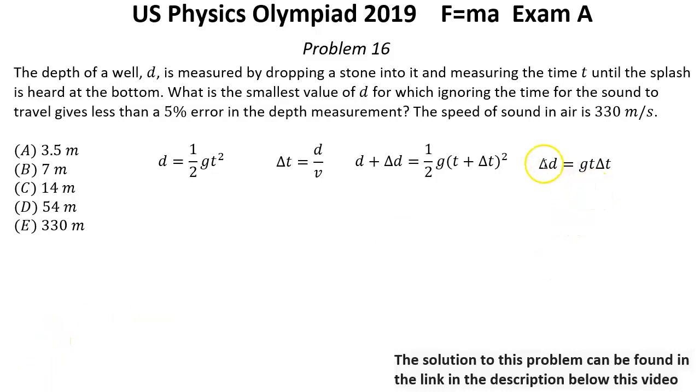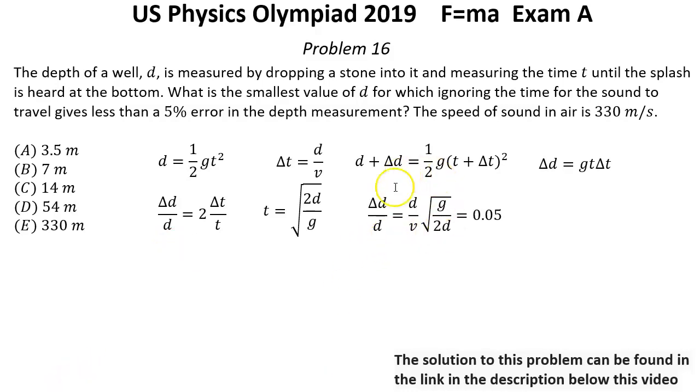So when we divide this equation by the first equation, we can find the relative error for the d measurement. That will be delta d over d equals 2 times delta t over t. And now we can express time t from the first equation and delta t from the second equation. So we have t equals the square root of 2d over g, and finally we get delta d over d equal to this expression, which is 0.05. And now from this equation we can find our distance d. That will be this expression, or after putting in numbers we have approximately 14 meters, which is answer C.